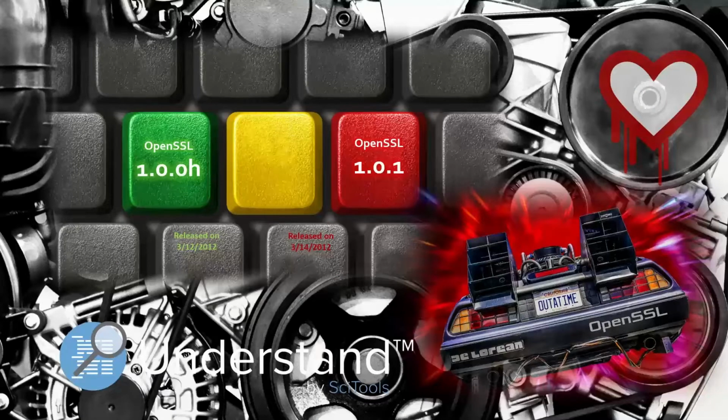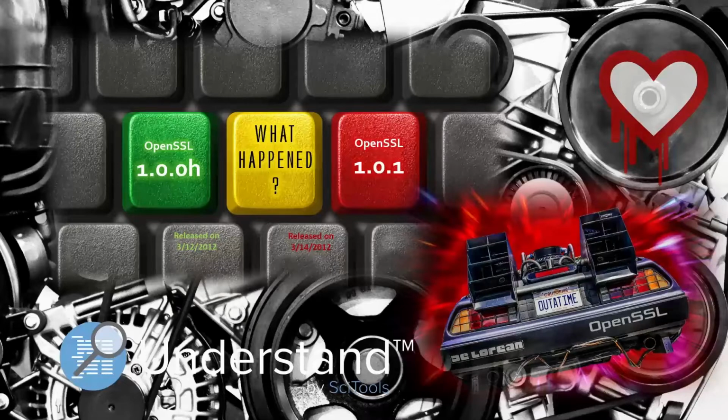To answer this question, what we really want to know is, what happened between version 1.0.0H and 1.0.1, right? 1.0.0H was released on March 12, 2012, and 1.0.1 was released on March 14, 2012. It was a major version, but what exactly happened here? Wouldn't it be great if we could actually see what happened there? So let's do this.